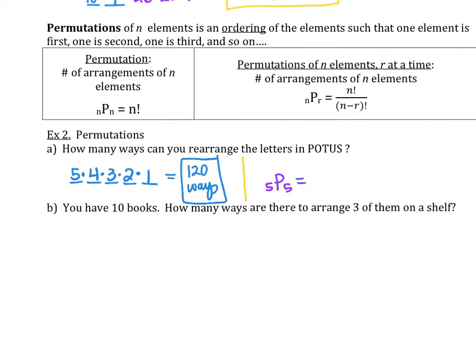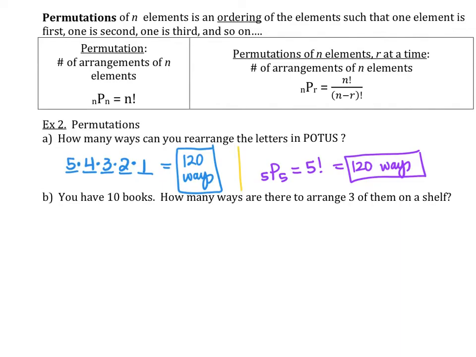This is the same as 5 factorial. And if you think about it, that's the exact same thing as 5 times 4 times 3 times 2 times 1. I'm going to look for the factorial button on my calculator, and I still get 120 ways. So either way you like to think about it is fine with me.